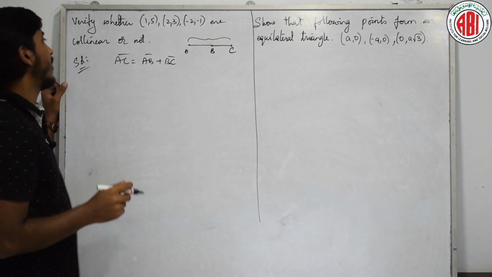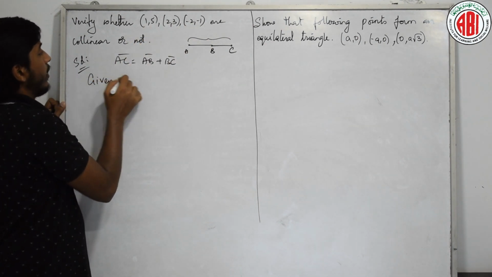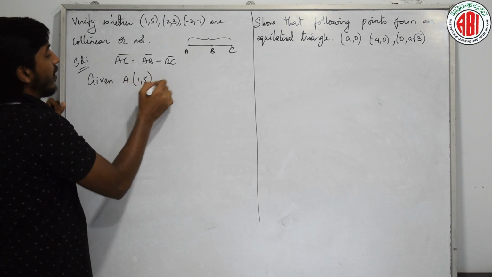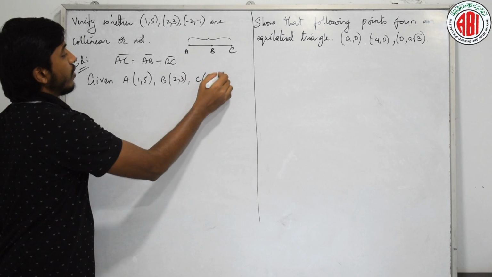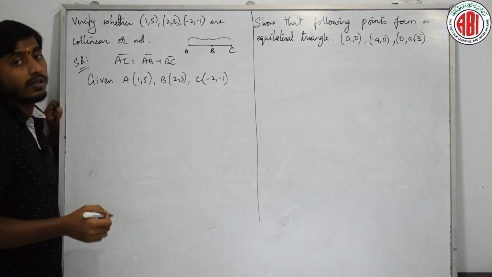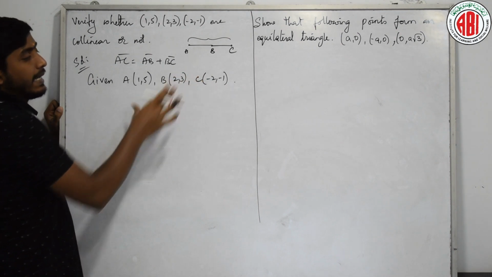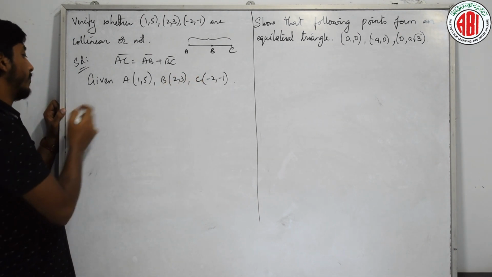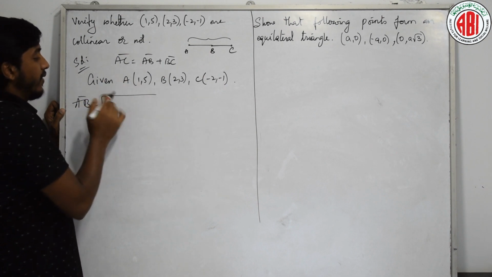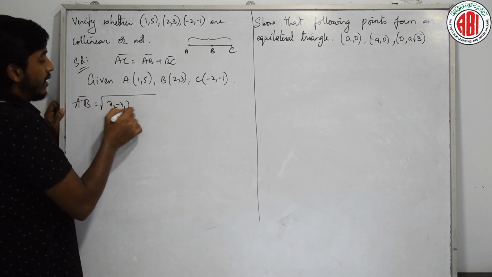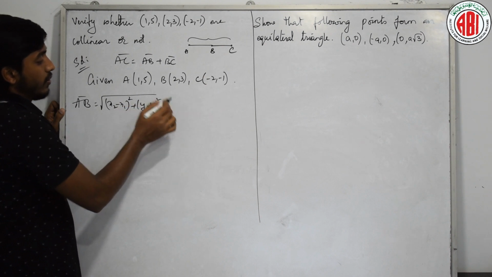Okay, now first, given three points: A (1, 5), B (2, 3), C (-2, -1). What is the thing now? We have to find the distance of AB, BC and AC. Okay, good. What is the distance of AB? I'll write this formula: square root of (x2 minus x1) whole square plus (y2 minus y1) whole square.